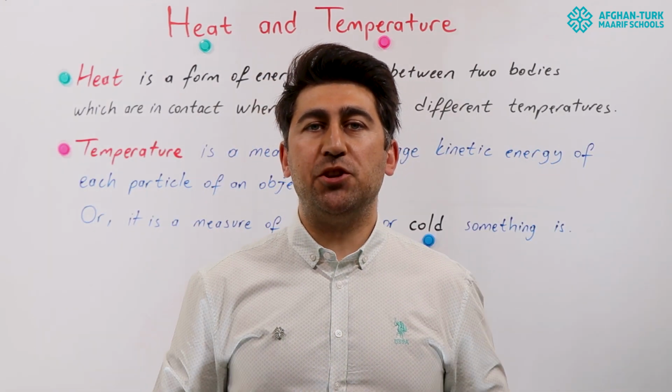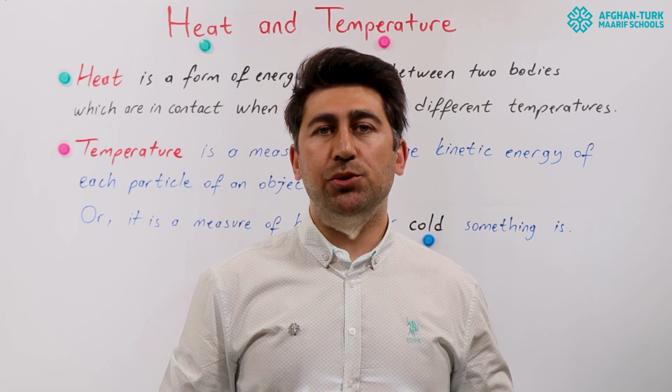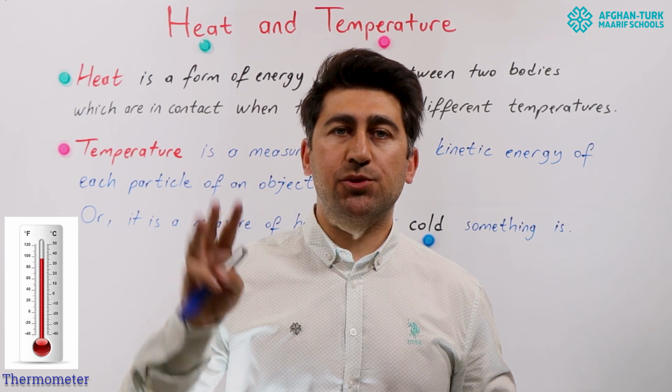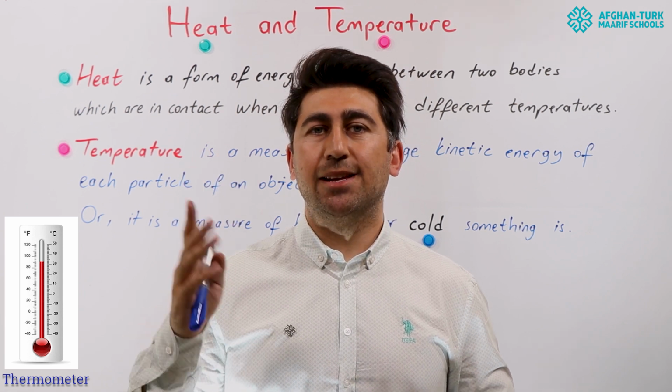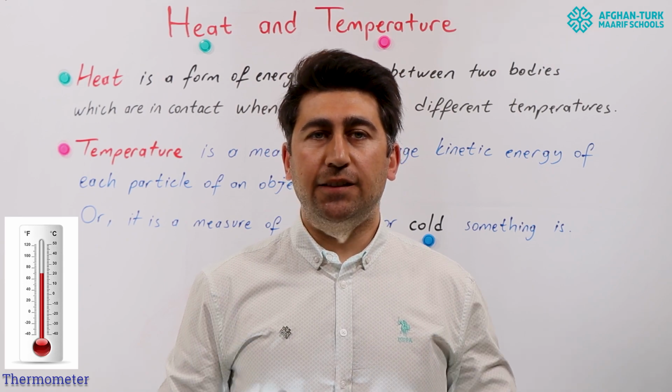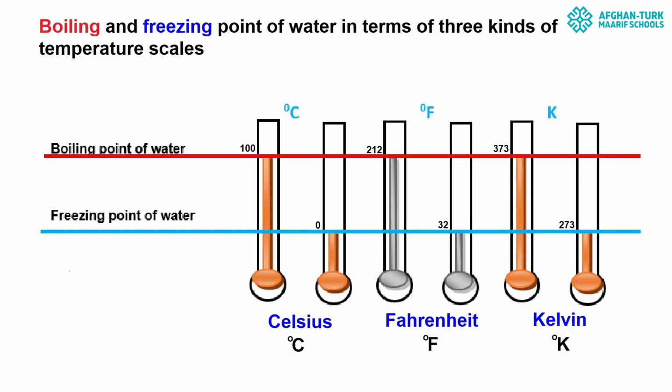Okay, let's continue with measuring temperature. The instrument we use to measure temperature is called a thermometer. There are three kinds of temperature scales. The first one is Celsius. The second one is Fahrenheit and the last one is Kelvin. The relationship between them is like this.